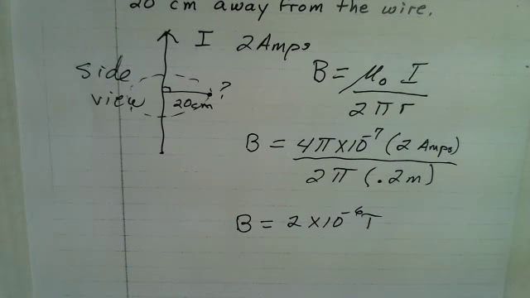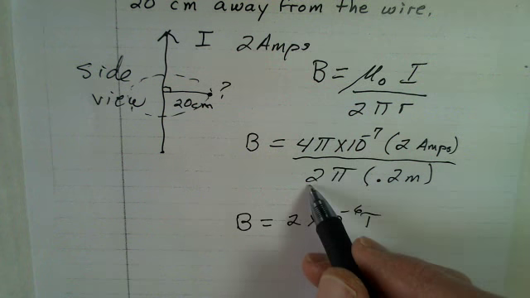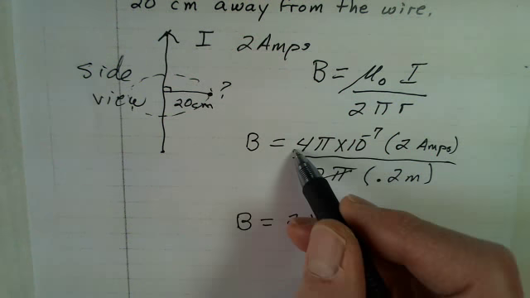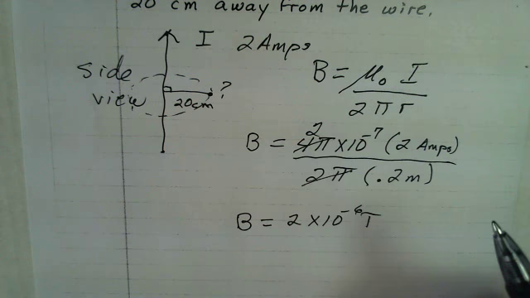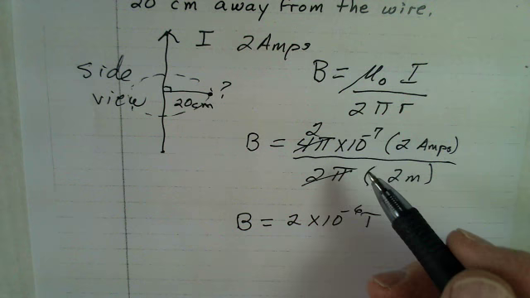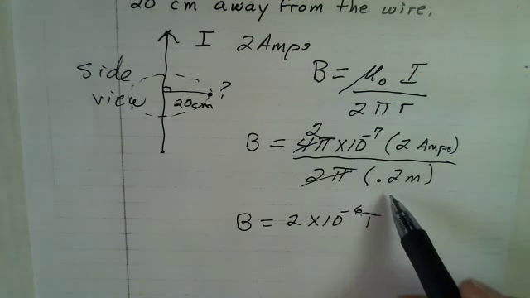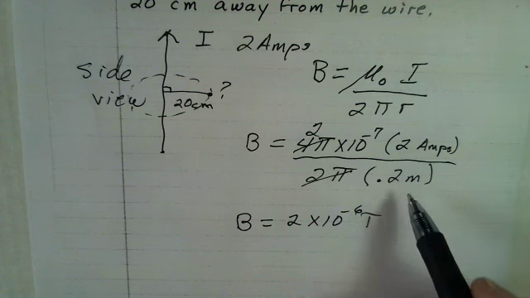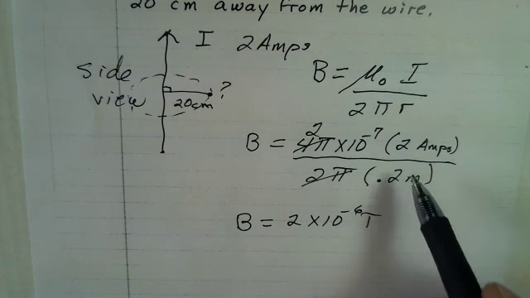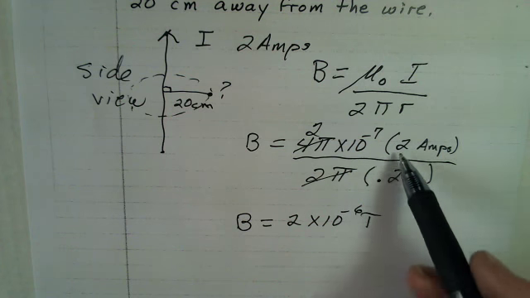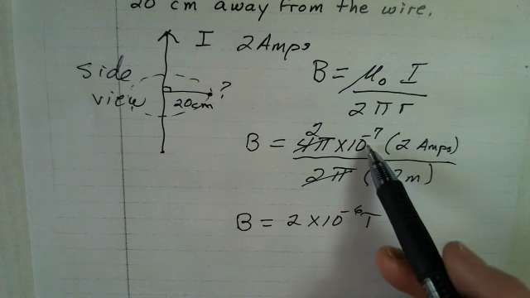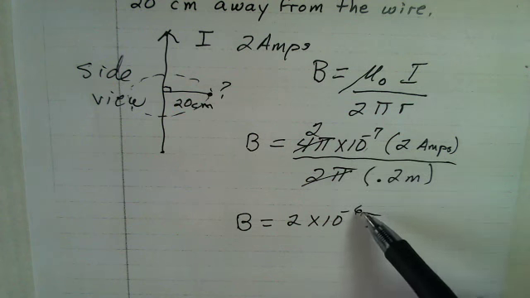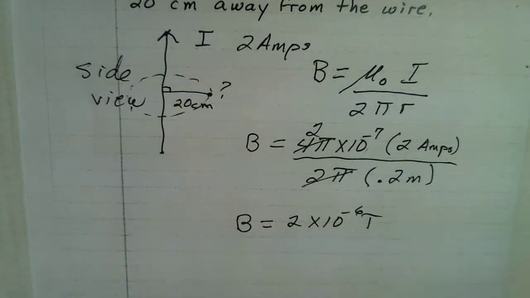The steps I performed to get this answer was, I see here that I can cancel a 2 pi into 4 pi, leaving a 2. So 2 times 10 to the minus 7 on the numerator, times 2 divided by 0.2. You can almost do this in your head. The 2 divided by 0.2, that would be a factor of 10, and that takes us to 10 to the minus 6 instead of 10 to the minus 7. But that would be the magnetic field.